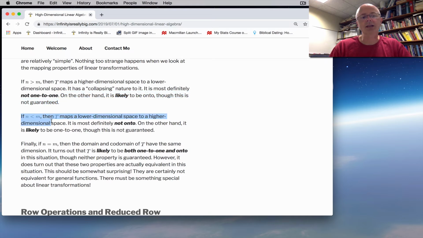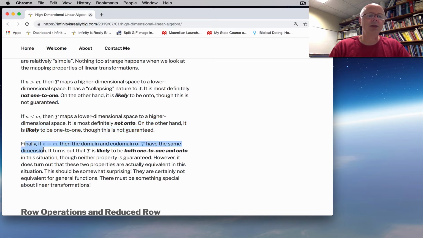On the flip side, if n is less than m, then T is mapping a lower dimensional space to a higher dimensional space, and just like I hinted at 10 minutes ago or something, it's not going to expand the image, the dimension of the image. It's going to stay the same dimension or go lower. So it's most definitely not onto. On the other hand, we'll see it's likely to be one-to-one, but that's not guaranteed. And again, we could map every vector to the zero vector, and in that case it would not be one-to-one.